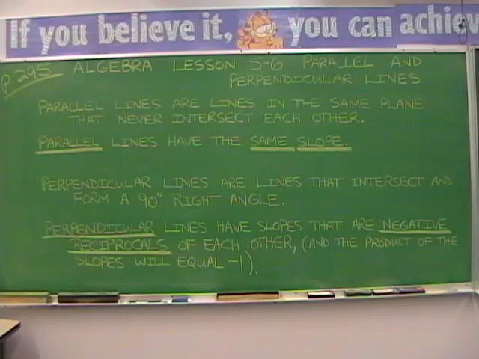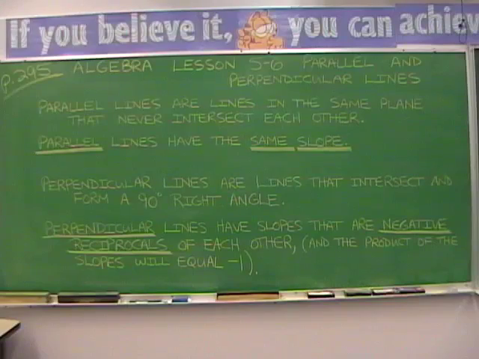Now, if you think about that, if parallel lines never intersect, they never touch each other, that means they have the same rise and the same run, or in other words, parallel lines have the same slope. Now that's something that's going to really be important for our homework problems today. So always remember that if you know that 2 lines are parallel, then those 2 lines' equations will have the same slope.